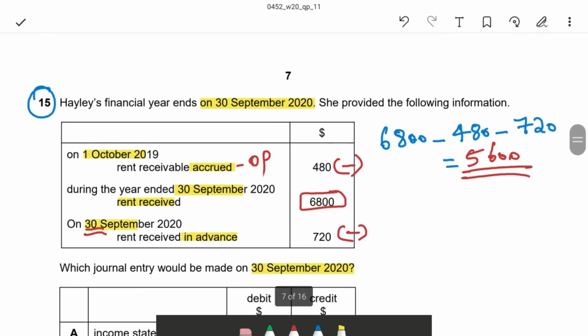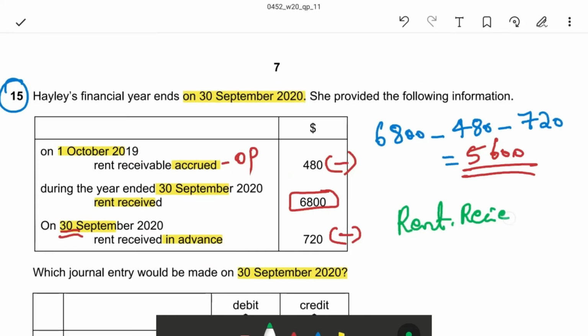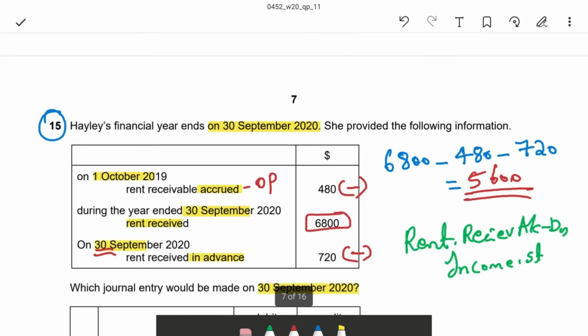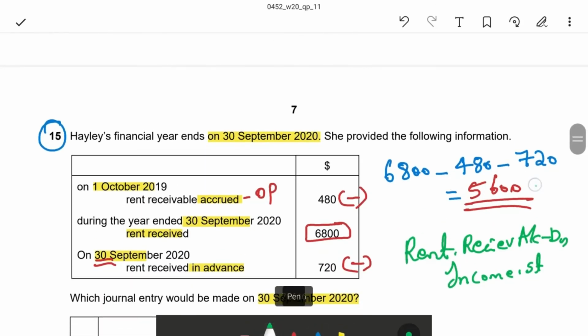So the journal entry: rent receivable is an income. All income transactions are credited to the income statement, and all expenses are debited in the income statement. Income will be credited with the income statement. So rent receivable account debit, income statement credit, the amount is 5,600.